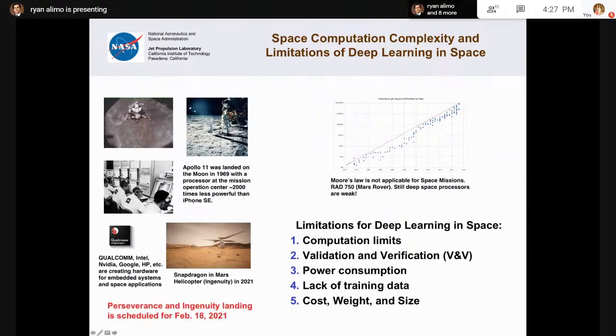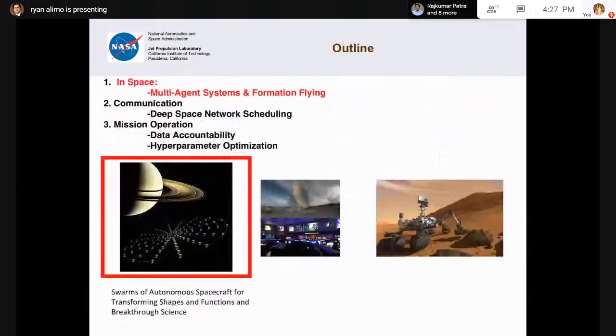Just for your information, this is called Ingenuity. The Perseverance is the rover. Both of them are going to be on Mars next year, February 2021, less than a year from now. So the outline of the talk today is going to be three parts.